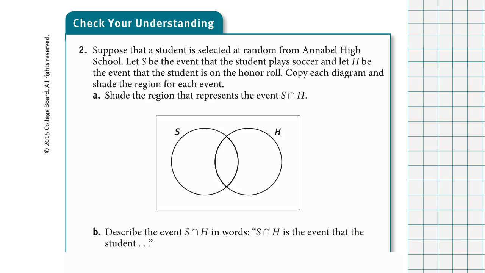Let's try the check your understanding number 2. Suppose a student is selected at random from Annabelle High School. S is the event the student plays soccer. H is the event the student's on the honor roll. In this drawing, shade the region that represents the event S intersected with H. I'll pause the video for you to show that. The intersection of S and H is the overlapping region. It represents the situation where the student plays soccer and at the same time is on the honor roll.